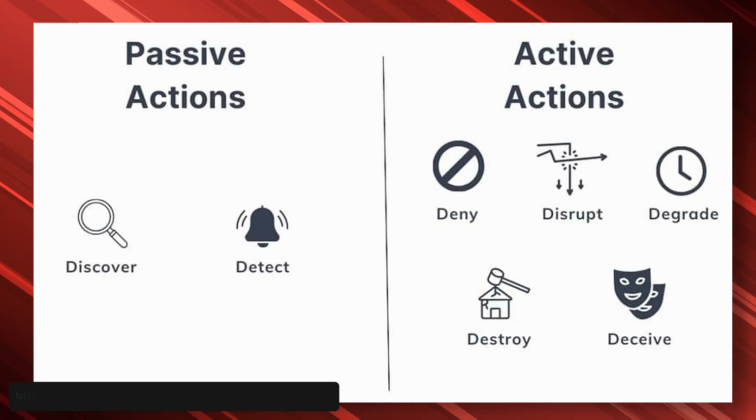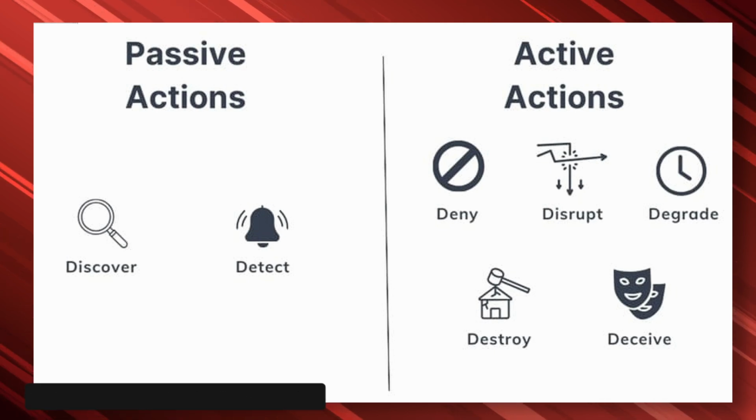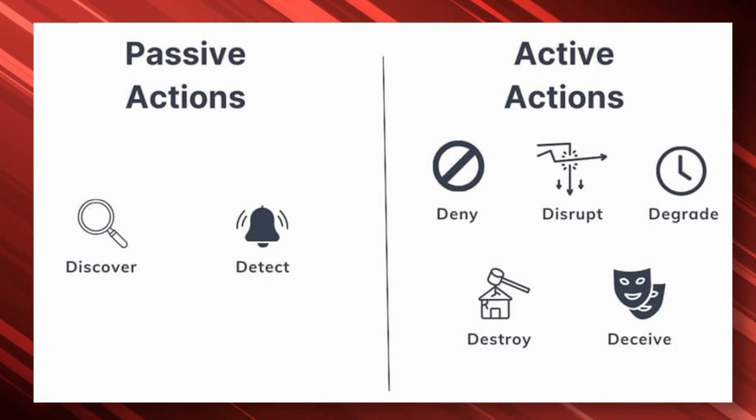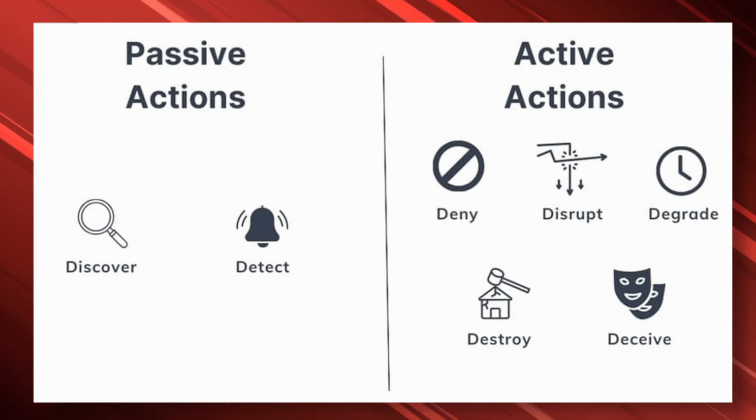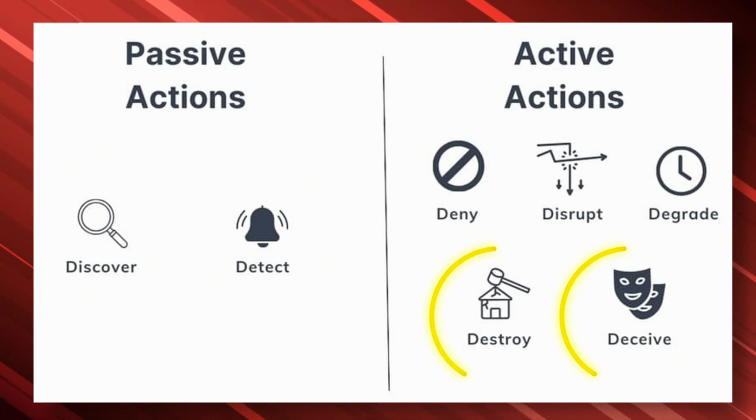The courses of action matrix is an intelligence-driven method for planning and keeping track of all the different defensive actions you can take to counter a cyber attack. Actions exist on a scale from passive countermeasures like detect and discover to active countermeasures like deceive and destroy. A courses of action matrix is something every security team should have visibility of so they can see who is doing what to defend against attacks.